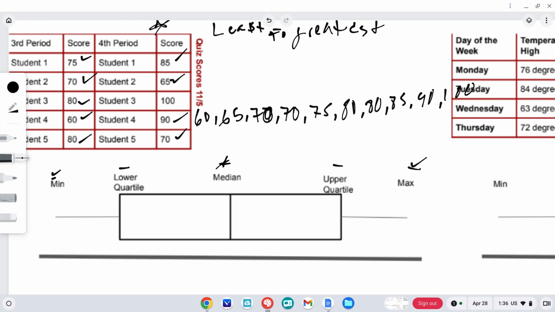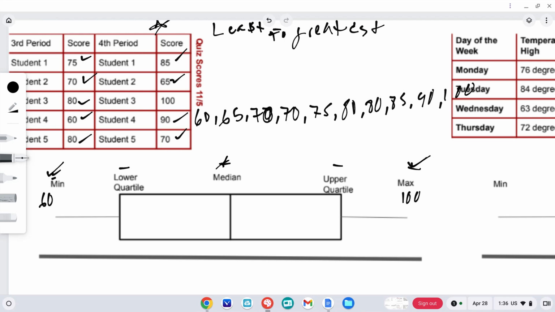Now I need to find the minimum and the maximum. We said those are the easiest ones, so we might as well do those first. 60 is the minimum. It was the lowest number. Remember, this is all about just displaying the data, showing important parts of it. The maximum is the highest number. So look, I've already got 2 pieces done.